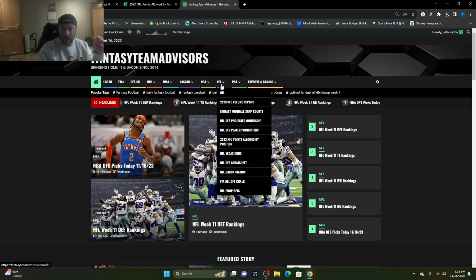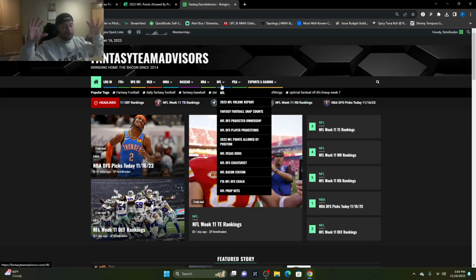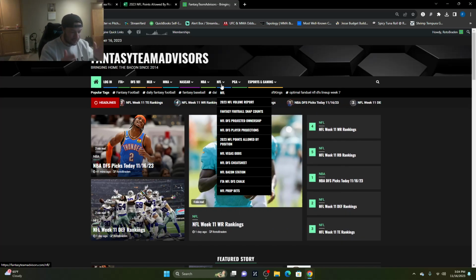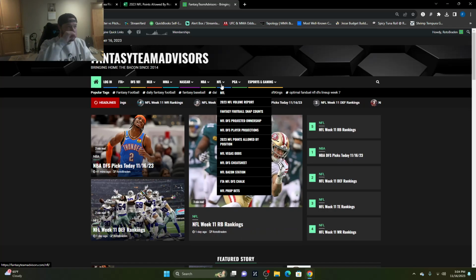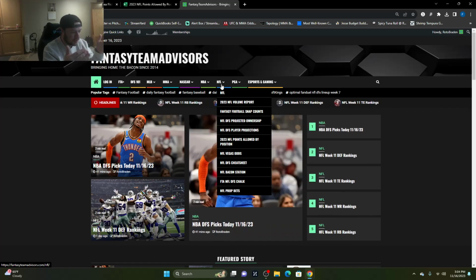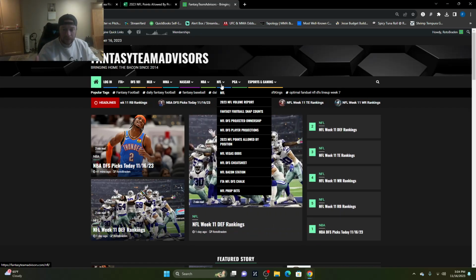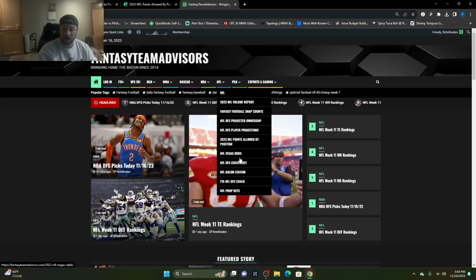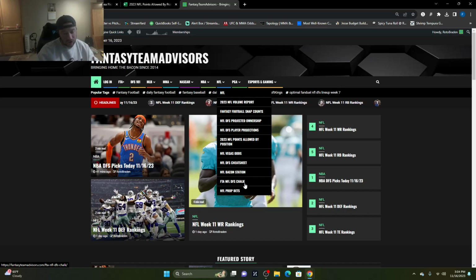So with the NFL, we've got the volume report, which is out there, so you can find a ton of information on it. Fantasy football snap count, so you can see every single player that's had snaps week by week and total snaps. We've got our projected ownership, which we'll usually put up Saturday or Sunday morning, and you can see where the ownership percentages are aligning. On top of that, we've got the player projections, the points allowed by position, the Vegas odds, the cheat sheet, the Bacon Station, which is what we're talking about right now, and our chalk.